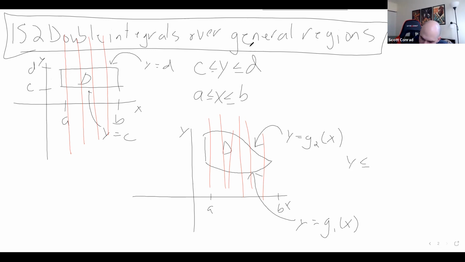We'd say for D, y is bounded below by the function g1 of x, and above by g2 of x. And then we'd say x is just bounded by the numbers a and b. So we say this is a vertically simple region.